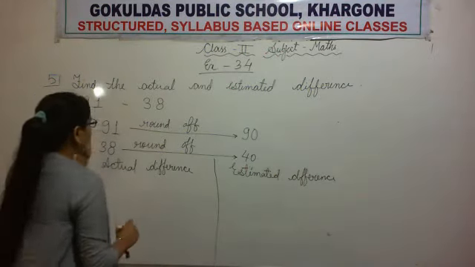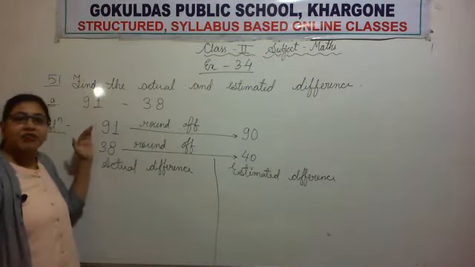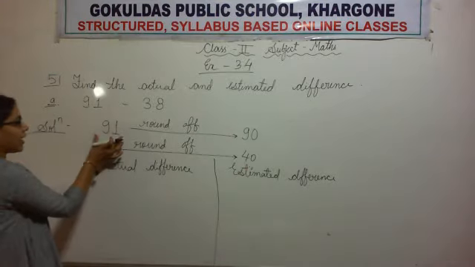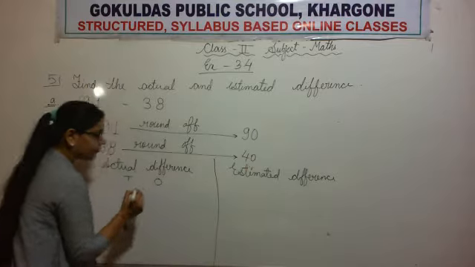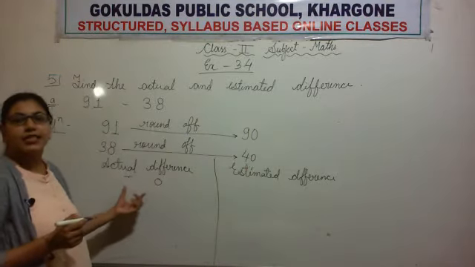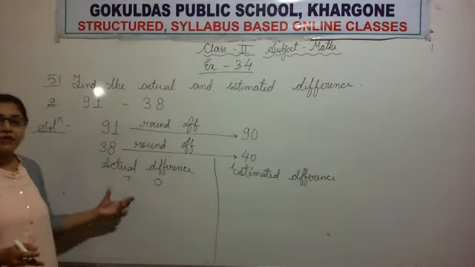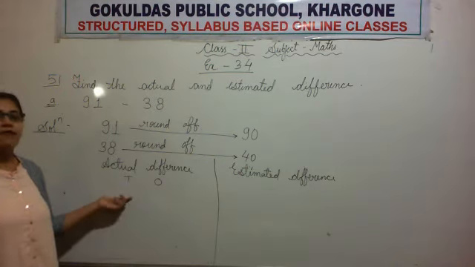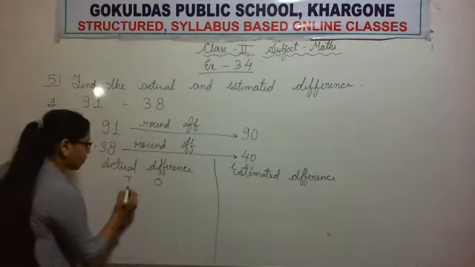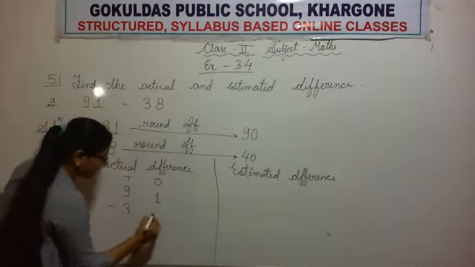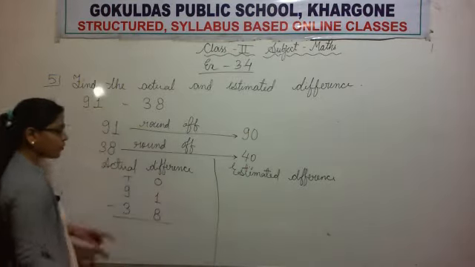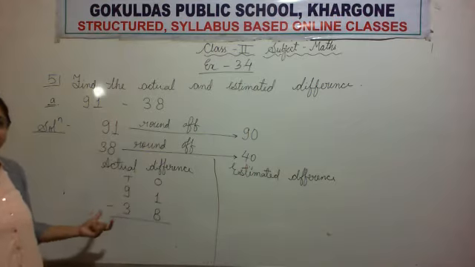Now, for finding the actual difference, we will take the actual numbers. What are they? 91 and 38. So, do not forget to write the places, tens and ones. Now, we will write tens below tens and ones below ones. So, 91 minus 38. See, ones below ones and tens below tens.